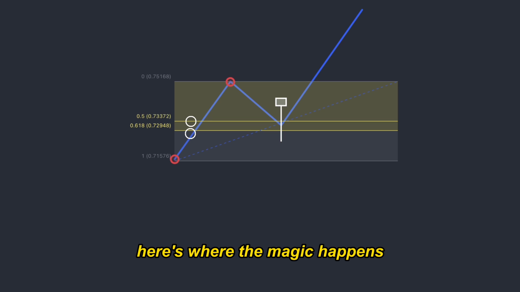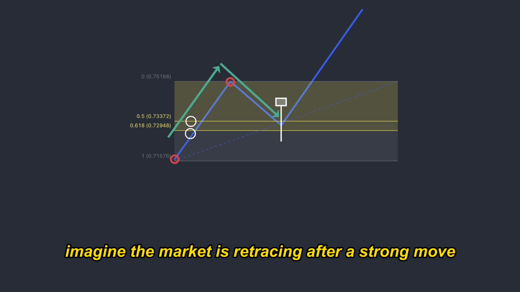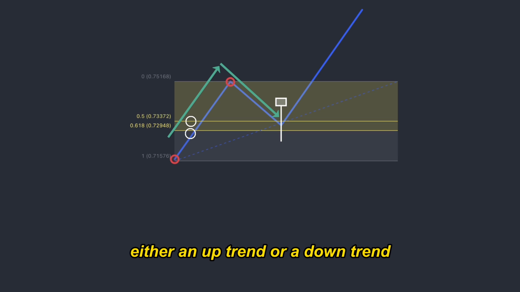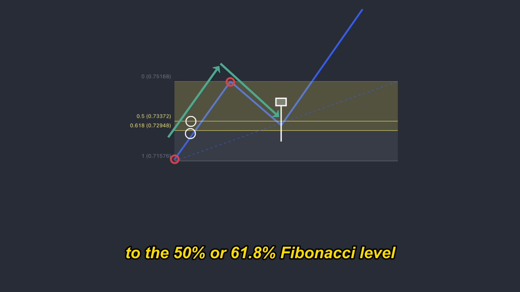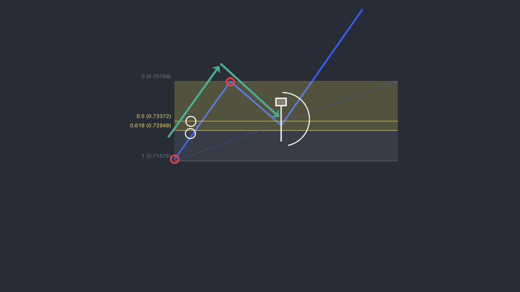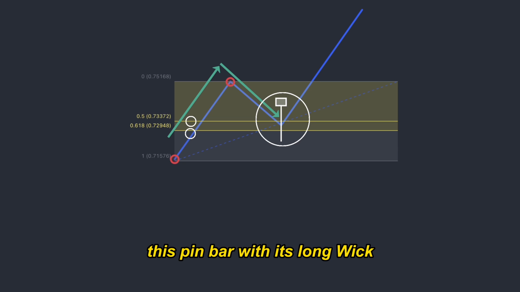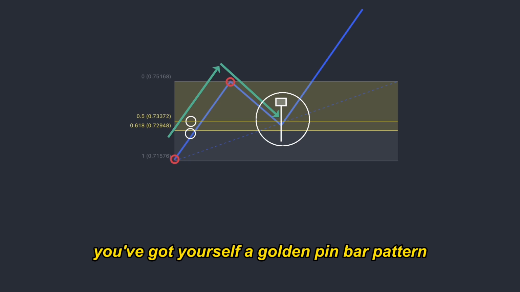Here's where the magic happens. Imagine the market is retracing after a strong move, either an uptrend or a downtrend. As the price retraces to the 50% or 61.8% Fibonacci level, you spot a pin bar forming. This pin bar, with its long wick, signals that the market tried to push through the Fibonacci level but was rejected. When this happens, you've got yourself a golden pin bar pattern.